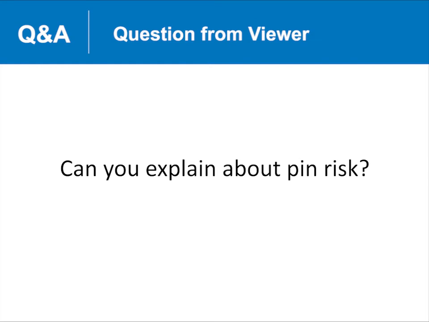Sure, and it's a good question because it is very important. Pin risk specifies a situation where you are short an option and you're not sure if you're going to be assigned. Generally, that's because the stock is trading very close to your strike price. When you have a short open option, you can never be sure. By definition, you can never be 100% sure if you're going to be assigned or not.